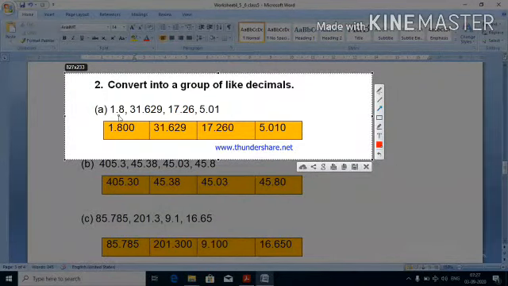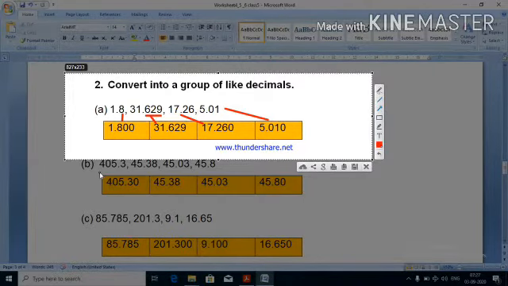Let us see, here is 1.8. Here there are 3 digits in the decimal part. Here is 1, here is 2, and here is also 2. So we make the like decimals by adding 0. So 1.8, how many 0s are needed? 2 zeros are needed to make like decimals. Here it is the same, no change. Here is 26.26, 0 will be added. Then 5.01, 1 zero will be added here also to make like decimals.